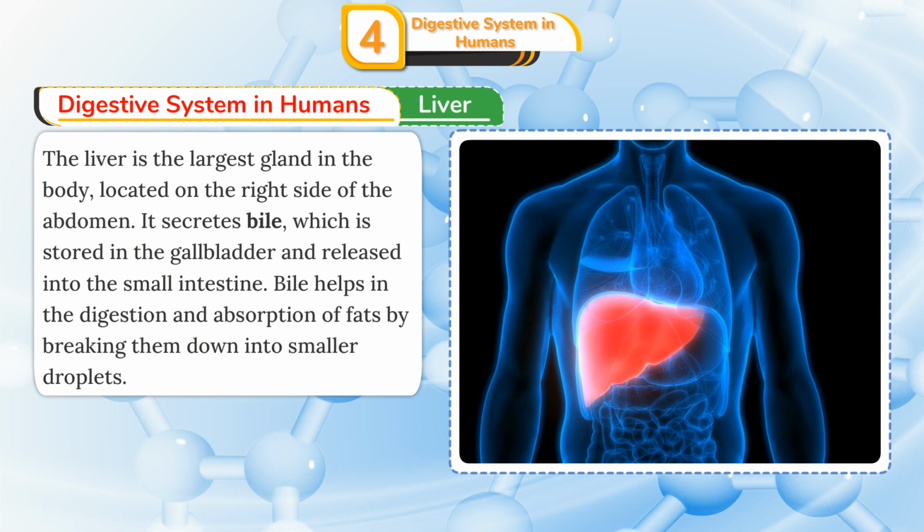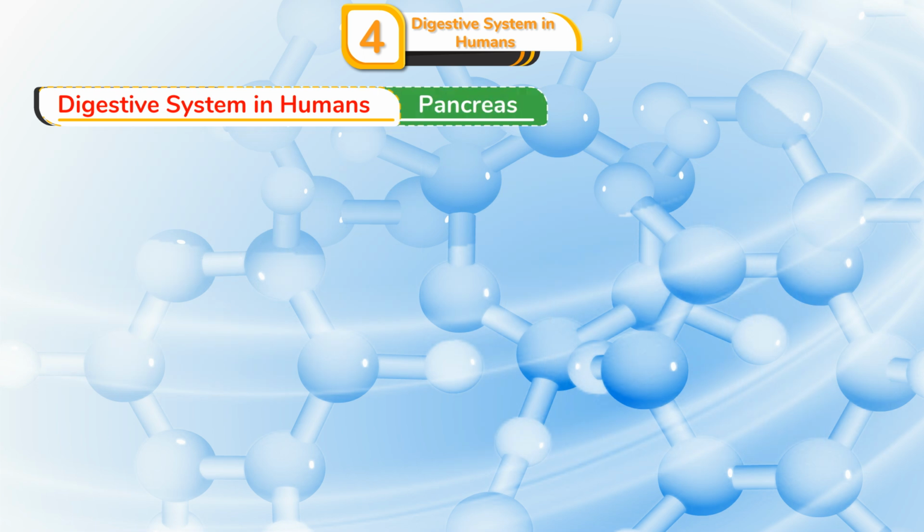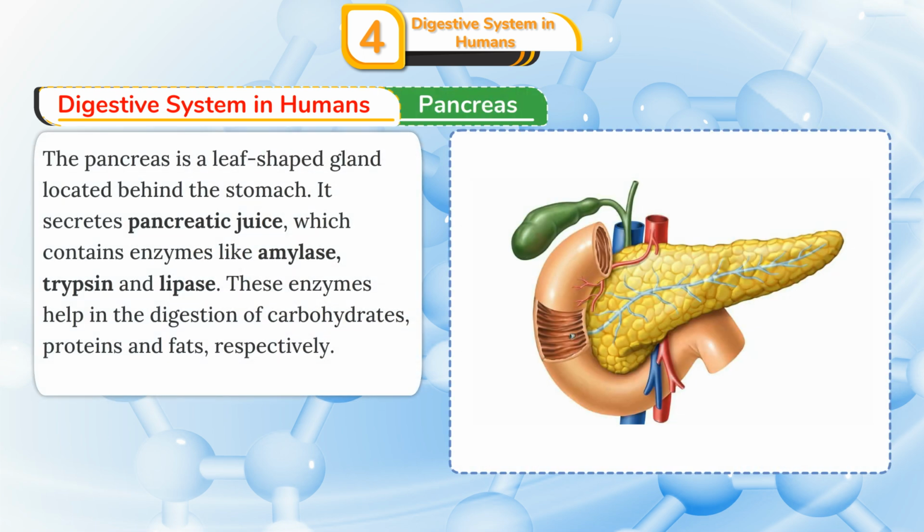Liver. The liver is the largest gland in the body, located on the right side of the abdomen. It secretes bile, which is stored in the gallbladder and released into the small intestine. Bile helps in the digestion and absorption of fats by breaking them down into smaller droplets. Pancreas. The pancreas is a leaf-shaped gland located behind the stomach. It secretes pancreatic juice, which contains enzymes like amylase, trypsin, and lipase. These enzymes help in the digestion of carbohydrates, proteins, and fats, respectively.